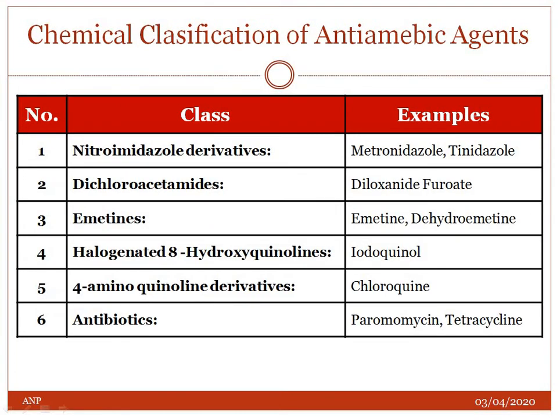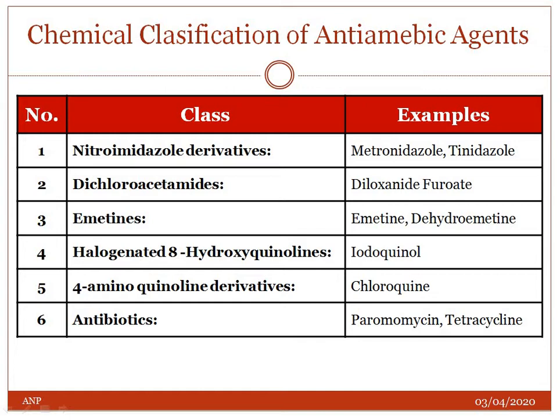This is the chemical classification of antiamebic agents. Antiamebic agents are also classified based upon the nature of the chemical moiety present in their structures. According to the nature of chemical moieties present in their structure, they are classified into 6 different classes. The first class is nitroimidazole derivatives, for example metronidazole and tinidazole. The second class, dichloroacetamides, for example diloxanide furoate.